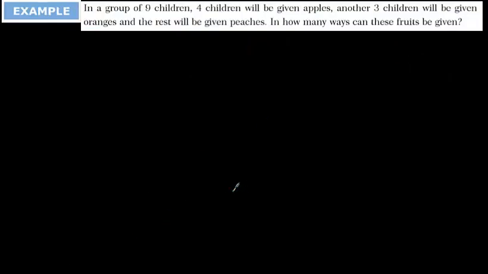Okay, in a group of 9 children, 4 children will be given apples, another 3 children will be given oranges, and the rest will be given peaches.